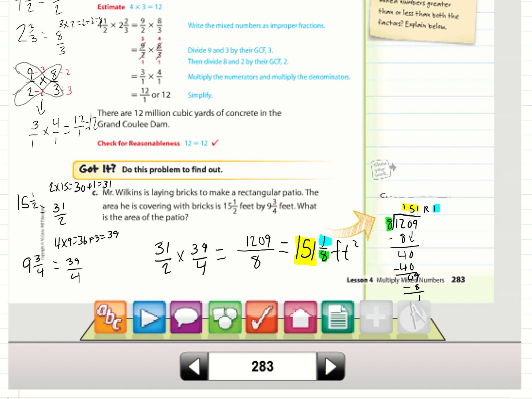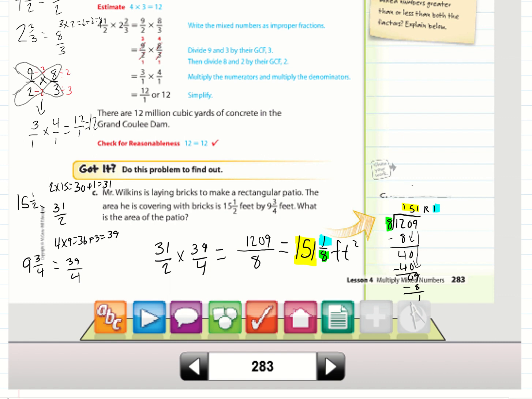So going to the middle, we have 31 over 2 times 39 fourths. I did use a calculator to speed the process up, and I got 1,209 over 8. And all the way to the right, I showed my work on how I got 151 1/8. So 1,209 divided by 8. 8 goes into 12 once. 1 times 8 equals 8. So 12 minus 8 equals 4. Drop down the 0. 8 goes in there 5 times. Minus 40 equals 0. Drop down the 9. 8 goes in 9 once. 1 times 8 equals 8. 9 minus 8 equals 1. So I have 151, remainder 1.